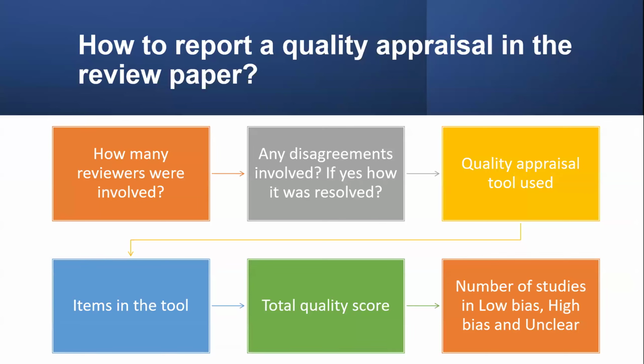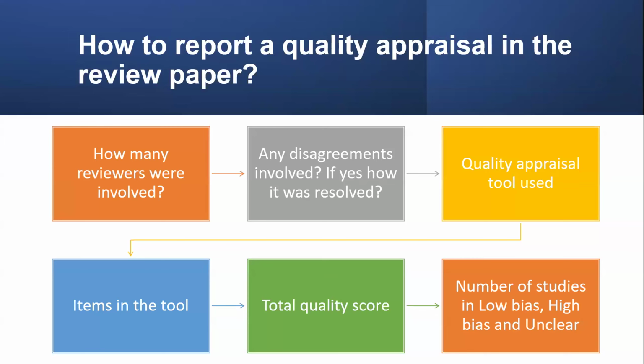Now once you finish your quality assessment, how are we going to report it in your paper? How many reviewers were involved? From the start, since screening, we have to include 2 reviewers. Similarly, for quality appraisal you can include the same reviewers who were there during screening, because they know the studies well and will be able to better differentiate the studies. So you can take help of the same reviewers.